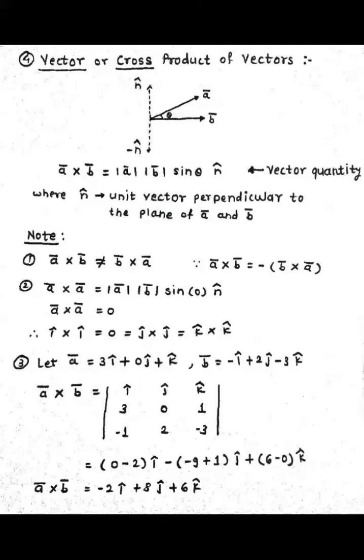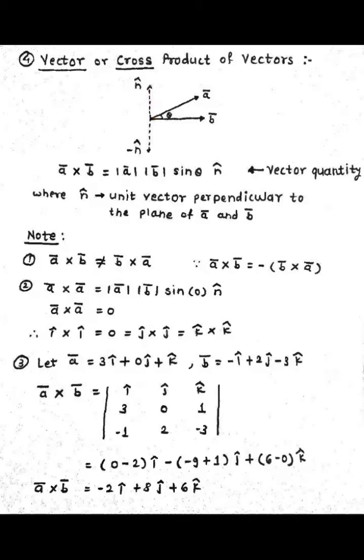According to the right hand rule, if a screw is rotated from the first vector a bar to the second vector b bar in an anticlockwise sense, then it will come out, that means it is showing in an upward direction. So n cap defines the direction of the rotation of the a bar and b bar vectors, indicating the direction of n cap.